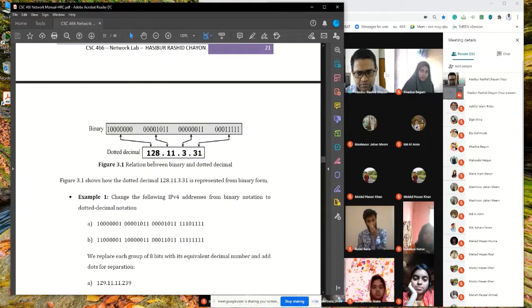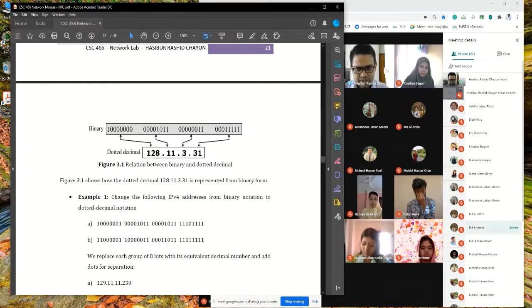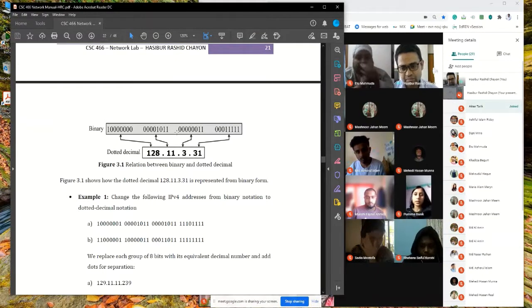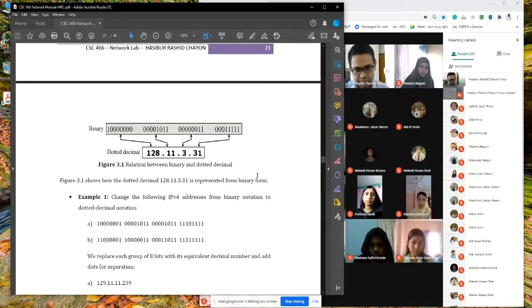And if you convert each part into a binary number, we have 8 bits of binary number for each block. That means for the first block we have 8 bits, for the second one another 8 bits, third one 8 bits, and the fourth one 8 bits. So altogether we have a 32 bits long IP address. Each one has an 8-bit binary number.